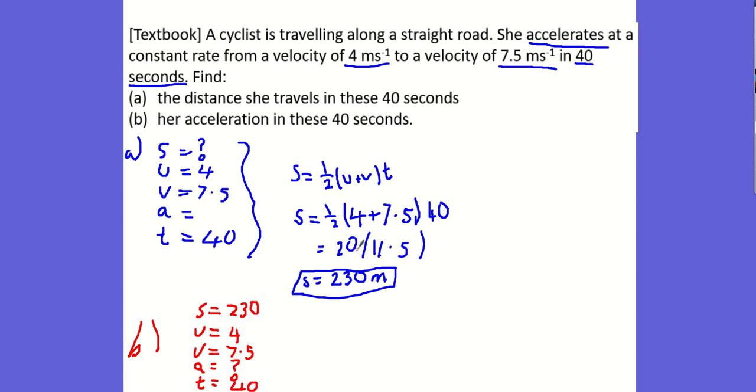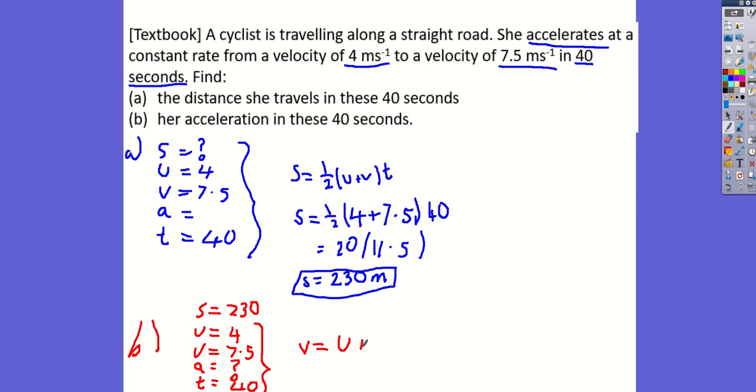As before. Okay, so I said before, the 230 I can write in, but I don't need it. All I need is 3 out of 4 values, and these are definitely correct because they're given in the question, so I'm going to use these. And the Suvat equation to use is the one we haven't used yet, which is V equals U plus AT. Okay, sub the values in. V is 7.5. U is 4. A is the thing that we want, and T is 40.